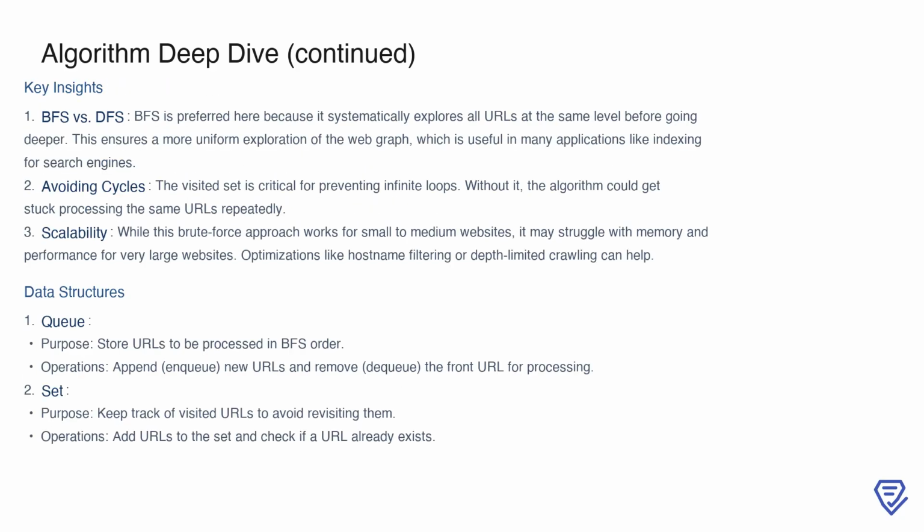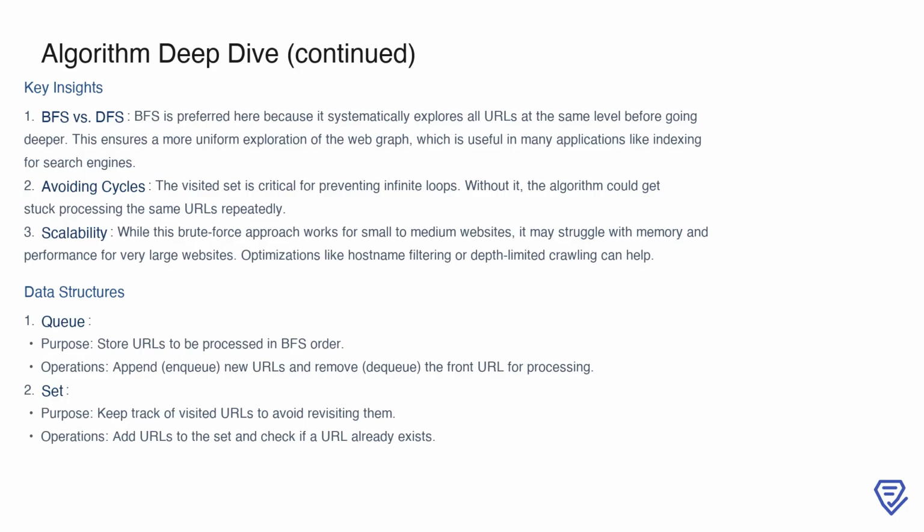There are a few important insights to consider when analyzing this approach. First, the choice of BFS over DFS is deliberate. BFS systematically explores all URLs at the same depth before diving deeper into the graph, which is particularly beneficial for applications like search engine indexing. Second, the use of a visited set is crucial for avoiding cycles. Without it, the algorithm could get stuck processing the same URLs repeatedly, wasting resources.